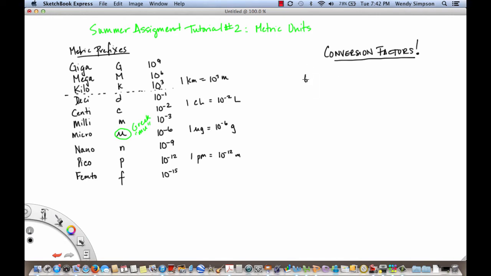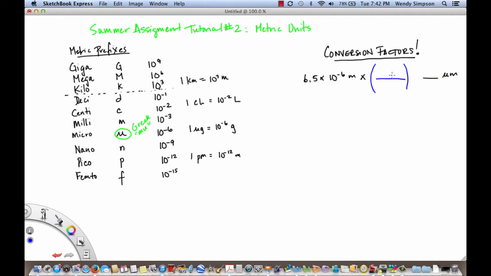Let's say I have 6.5 times 10 to the minus 6 meters, and I want to know what this is in micrometers. Well, I can use a conversion factor in order to do that. A conversion factor is written as a fraction. I'm going to show it in blue here. In the numerator of the conversion factor, we always write the units we want to convert to.